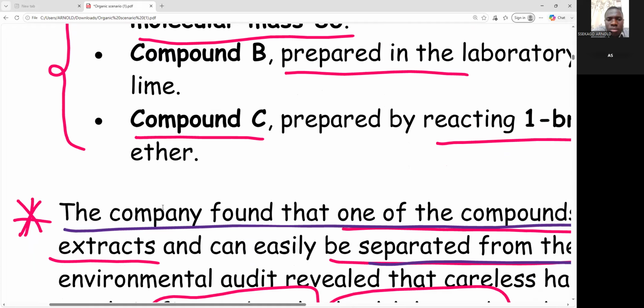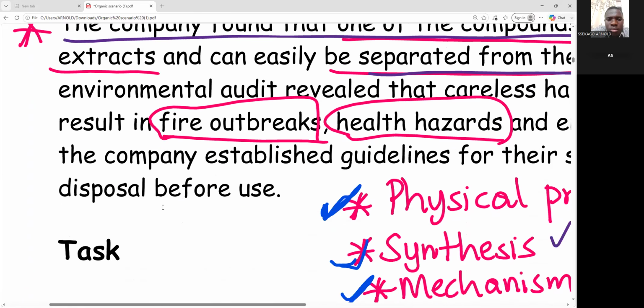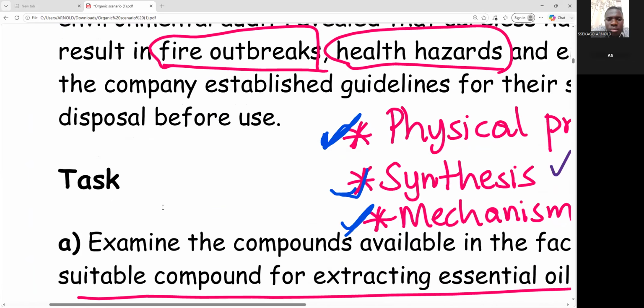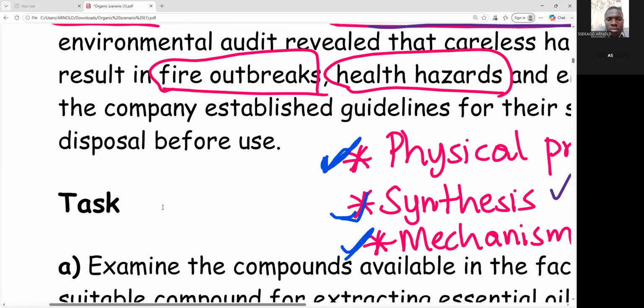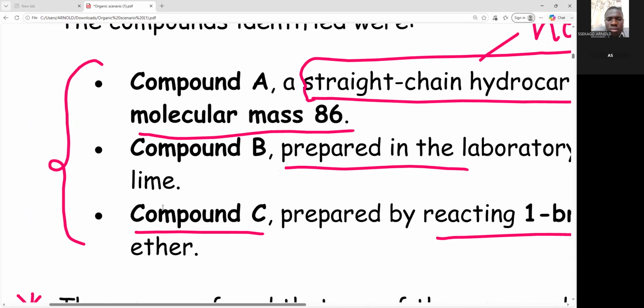Colleagues, we are back. Some kind of challenge with this network. However, we continue.